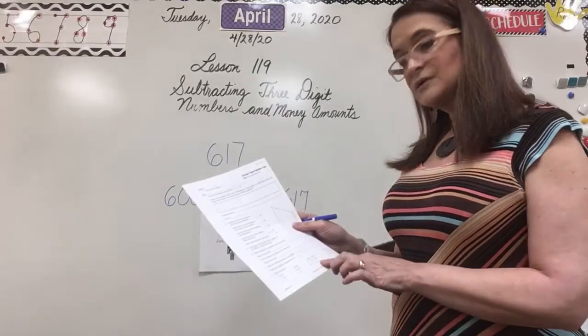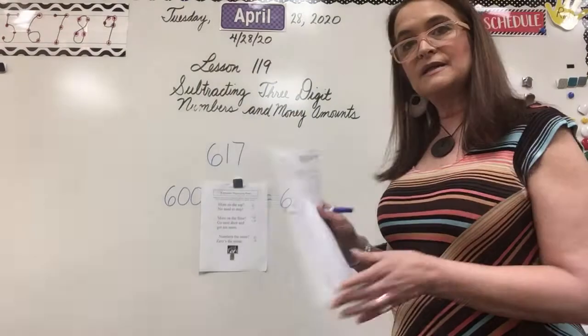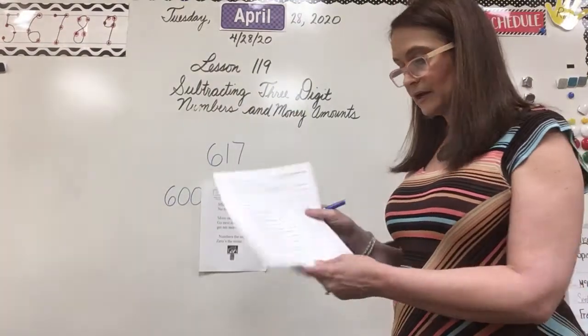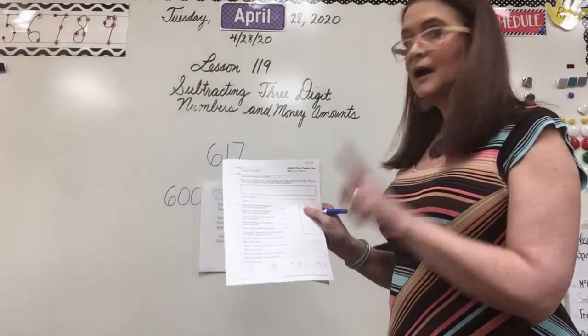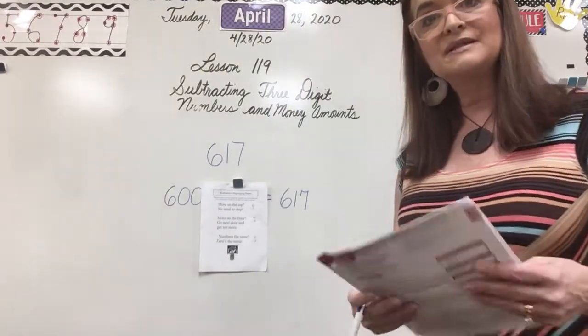So the first 3 are subtraction. You'll use your little poem. The last one is an addition. Be very careful. If it has a dollar sign, make sure your answer has a dollar sign. And don't forget those decimals.